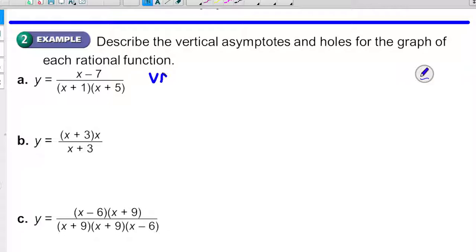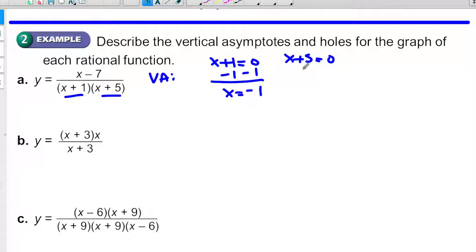This is only going to be vertical asymptotes, and you're going to set each of those expressions equal to 0 and solve for x. So x plus 1 is 0. x plus 5 is 0. Subtracting 1, you have x is negative 1. Subtracting 5, you have x is negative 5. So we have vertical asymptotes at x is negative 1 and negative 5.